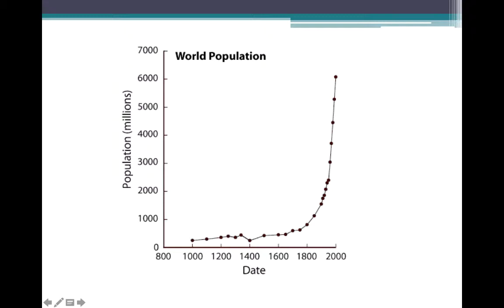And if you look at about 1400, really the only time that we've seen a significant dip in world population is actually due to an infectious disease. This is the time of the Black Death or the bubonic plague, when we saw dramatic reductions in world population. Other than that, over the course of time, we have seen a pretty consistent increase in world population.